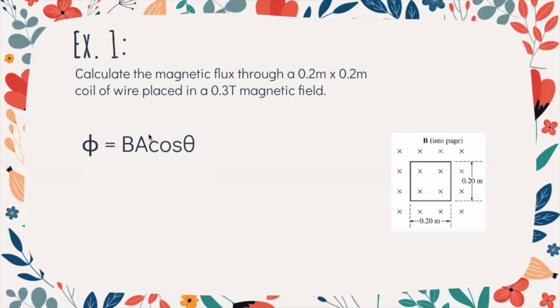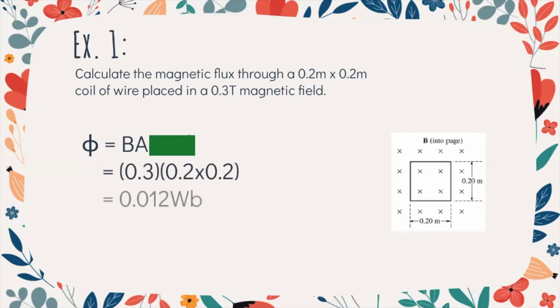So feel free to drop this cosine theta. So that's 0.3 times 0.2 times 0.2, because that's the area of my square. So this flux is 0.012 Weber. If I want to create a voltage, like create electricity, then I need a way to make flux change.